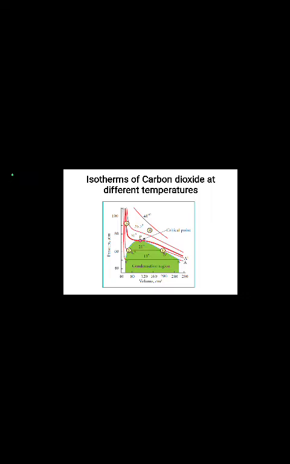At the temperature 31.1 degrees Celsius, the length of the flat portion is reduced to zero at a point P. Can you see the pink color dot? In other words, the carbon dioxide gas is liquid completely at this point. So what is that point where carbon dioxide is completely converted into liquid?